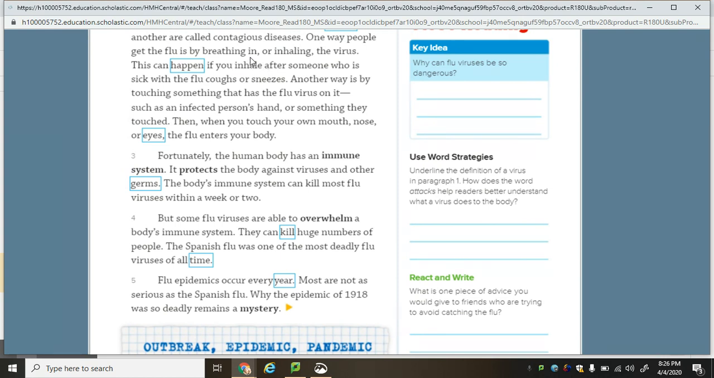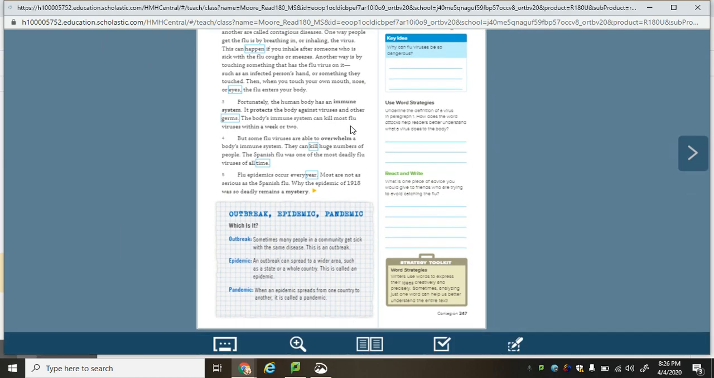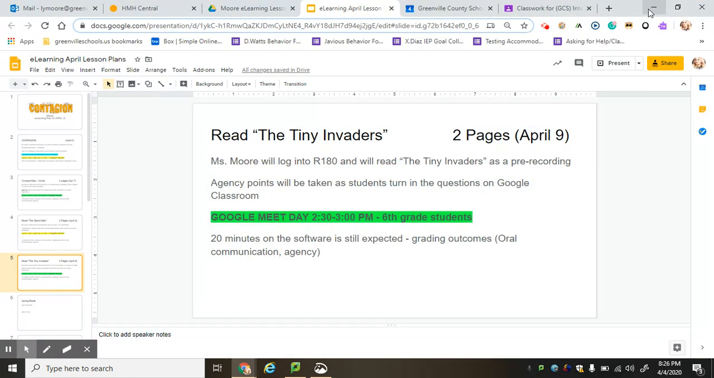Okay, so again, that is in Google Forms, and you should complete that in Google Forms along with completing 20 minutes on this software.